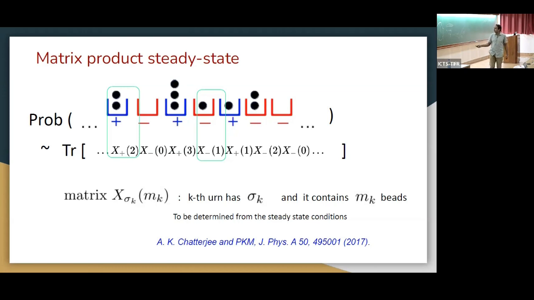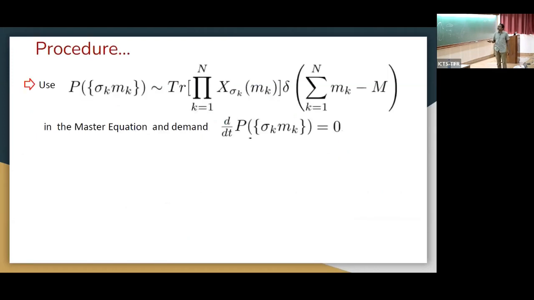Okay, so this is something we developed, this kind of matrix product. It was developed earlier for hardcore particles. This was developed by us later. Okay, so then this is the procedure. How do we get the matrices? I'll just tell you the procedure and narrate it a little bit. This is the probability distribution, just a string of matrices product with a trace, and this is just the particle conservation.